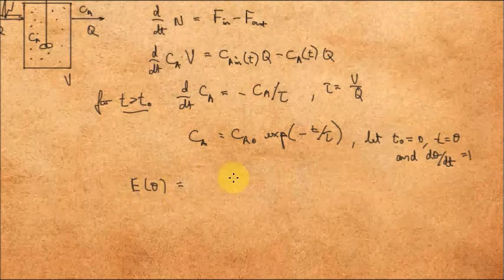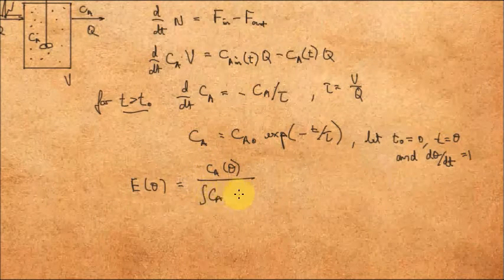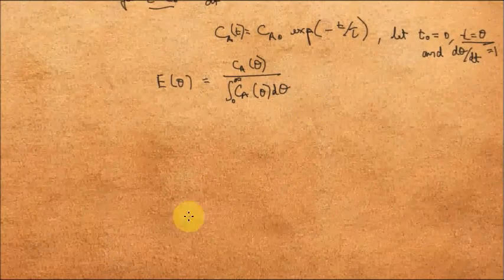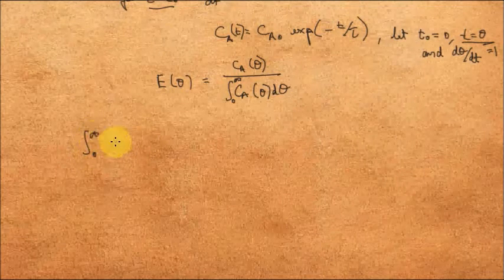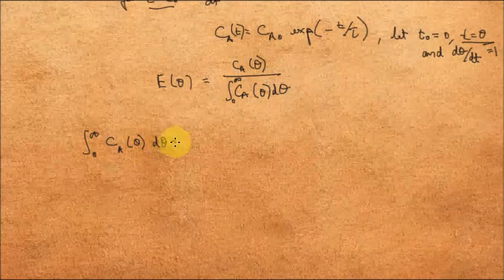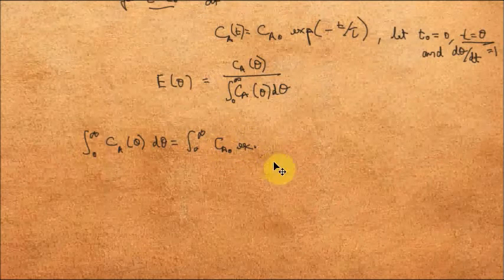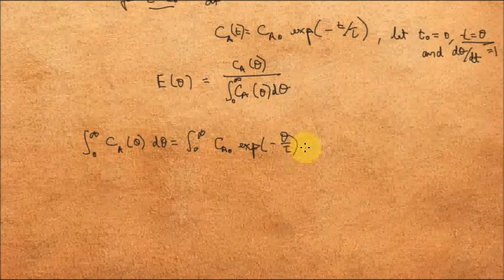So when we write E of theta, we can say that it's Ca of theta over the integral of Ca in theta, and this is the area under the curve for all possible values of theta, so we should say here 0 to infinity. So we have this function Ca of theta. Well, it was t here, but we made this translation. Let's try and evaluate this denominator. So we can write here integral 0 to infinity for Ca of theta in theta is equal to the integral 0 to infinity for Ca naught exp of minus theta over tau, and that's integrated in theta.